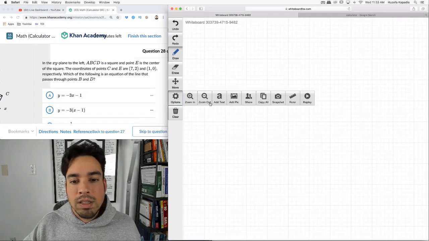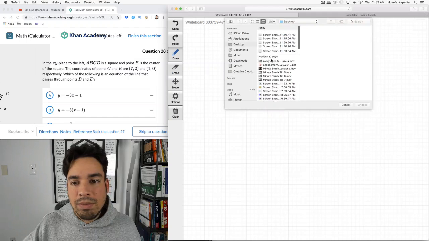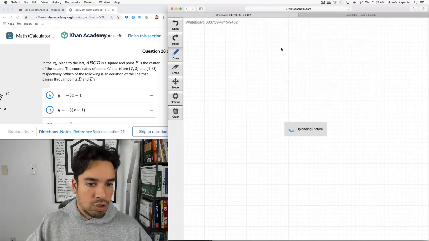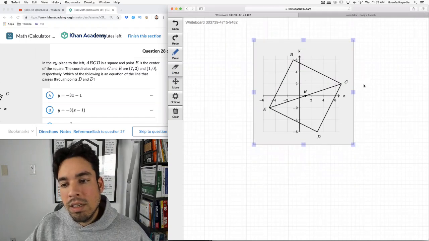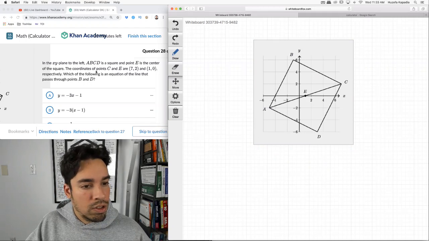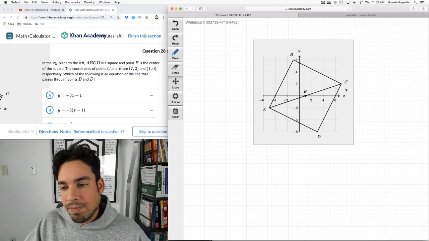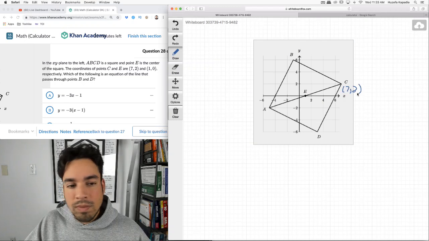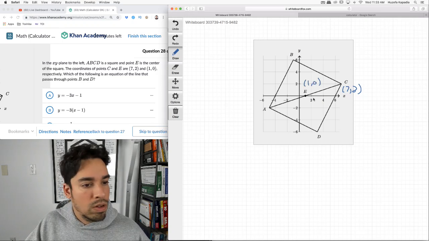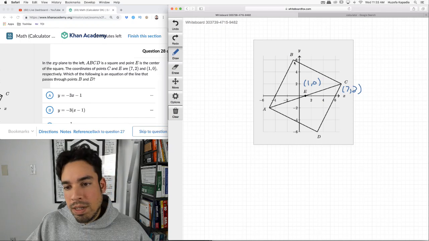All right, I'm going to read this as I load the image. In the XY plane to the left, ABCD is a square, and point E is the center of the square. Coordinates of C and E are (7, 2) and (1, 0). Which of the following is an equation of the line that passes through points B and D?